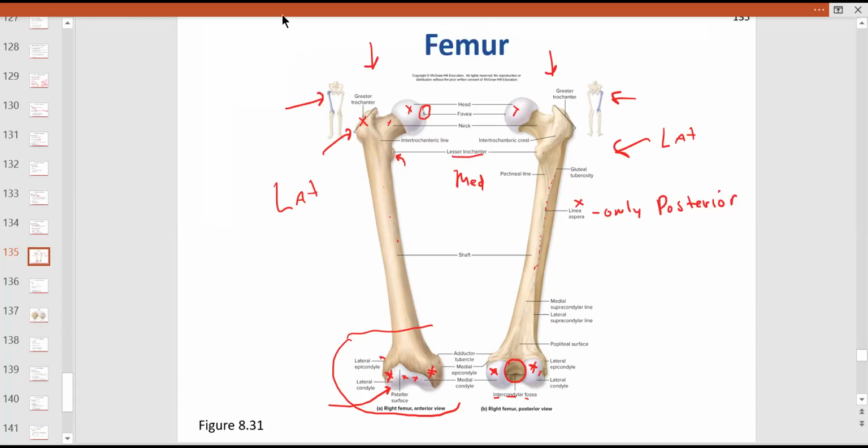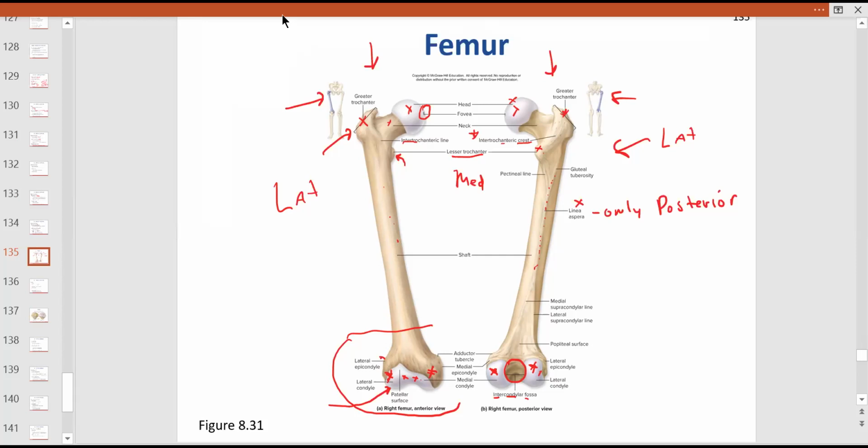And this intertrochanteric line is anterior. The crest is posterior. Okay? I like to ask this one. Posterior intertrochanteric crest between the greater and lesser trochanter. Lesser trochanter is medial. Greater trochanter is lateral. The head of the femur, of course, is medial because the head of femur is going to articulate medially with the acetabulum of the os coxa to form the hip joint.